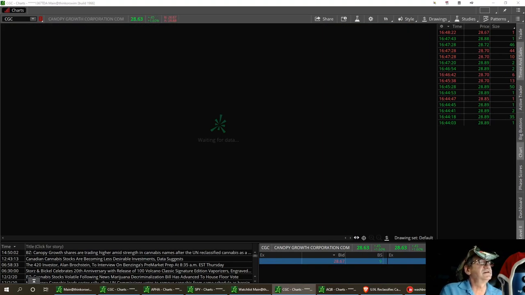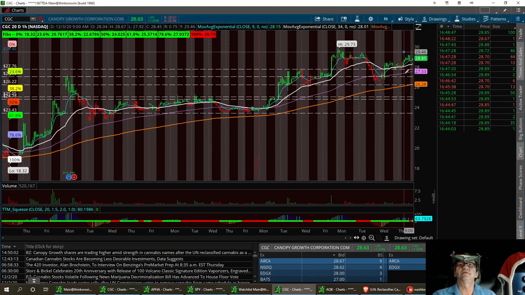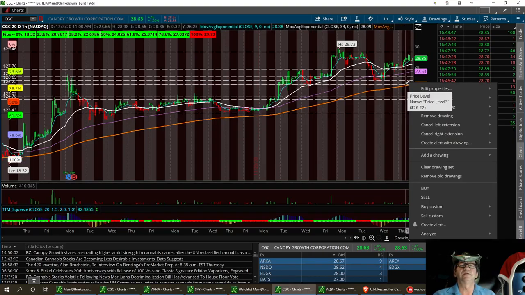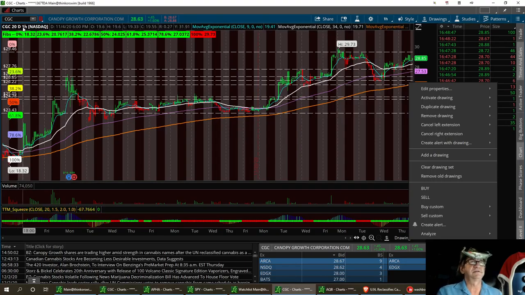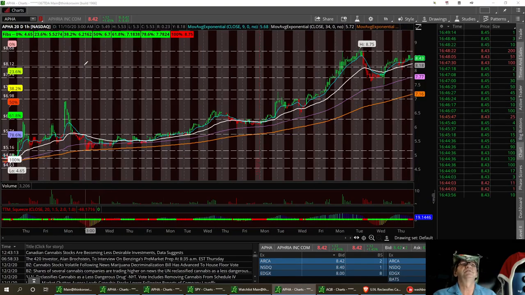We got CGC, another one of my favorite ones. We're also getting up here to the top. I'm thinking resistance is going to be right here, 29.46. If it does knife, we could have a support level right here at 26.65, or maybe this lower one at 26.22. CGC. APHA had a great run, pulled back, and then we bounced back up to resistance almost. We need to break 8.68, or pull back to the 7.74. APHA.